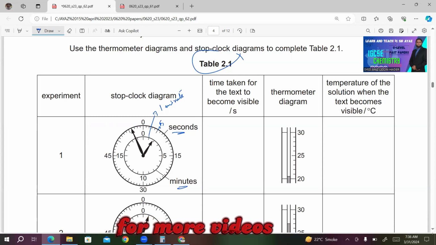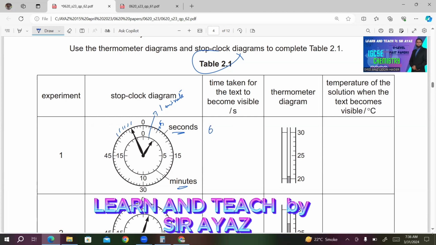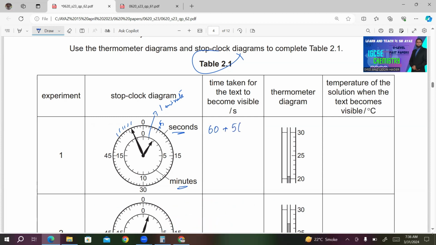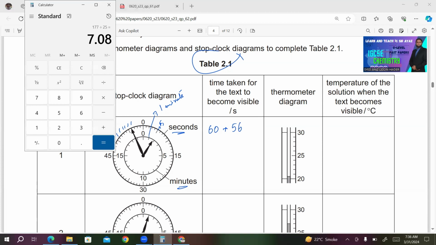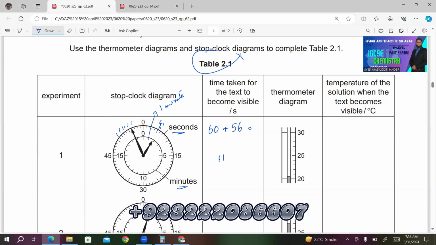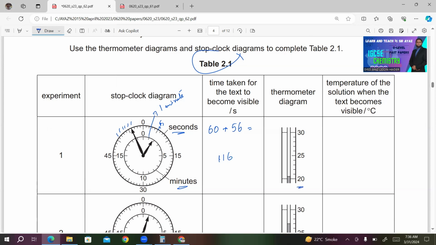Now in experiment 1, the stop clock diagram shows 60 seconds plus 56. 51, 52, 53, 54, 55, 56. So the time taken for the text to become visible in seconds is 60 plus 56, which is 116. What about the thermometer diagram? The thermometer diagram shows 20.5 degrees centigrade. So I will write 20.5.